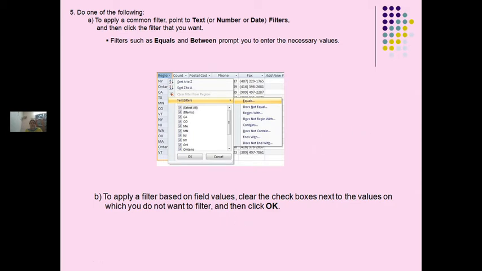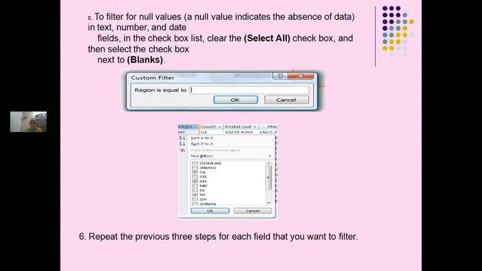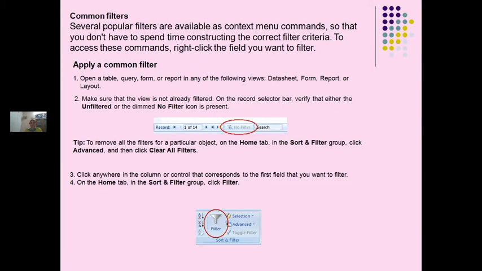Okay students, I have shared with you the application and shown you practically. To filter for null values in text, number and date fields, in the checkbox list, clear the select all checkbox and then select the checkbox next to blanks. This you have to select to filter for null values. Okay, repeat the previous three steps for each field that you want to filter. So this is a common filter which I have already practically shown you.